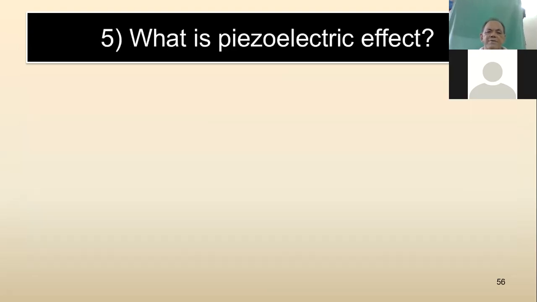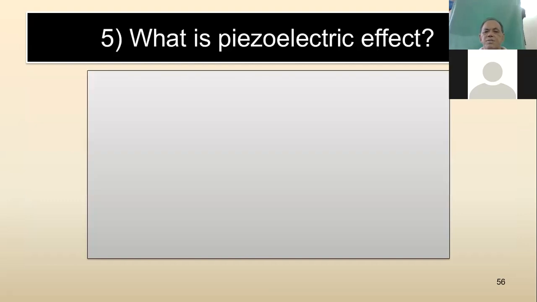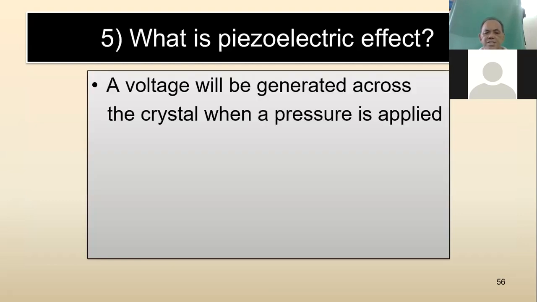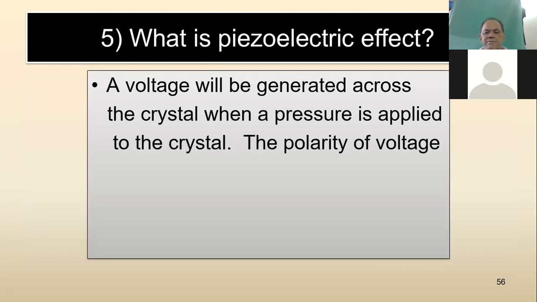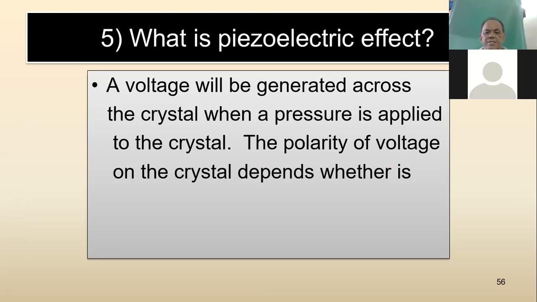What is the piezoelectric effect? A voltage will be generated across a crystal when pressure is applied to the crystal. The polarity of the voltage on the crystal depends on whether it is compressed or stretched. That's all.